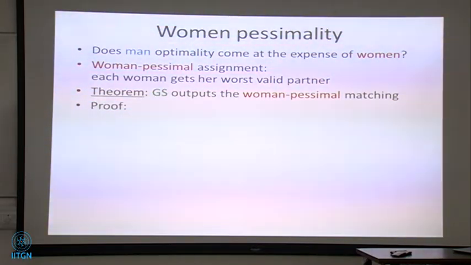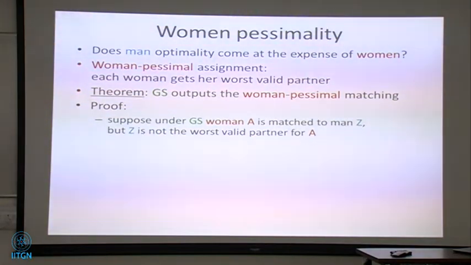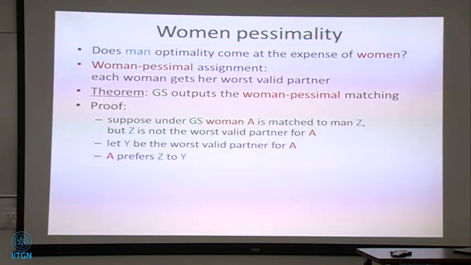The proof is actually like the previous proof, but simpler because it uses the previous fact. Suppose Gale-Shapley actually treats a woman better than we predict. So Gale-Shapley matches a woman to a guy who is not her worst valid partner. So suppose her worst valid partner is some other guy. A prefers Z to Y, because Y is her worst valid partner and Z is not.